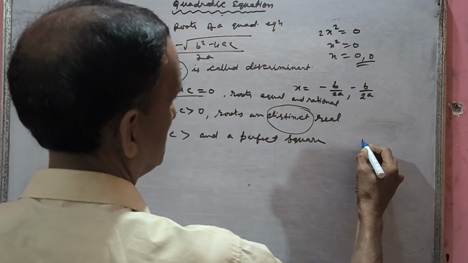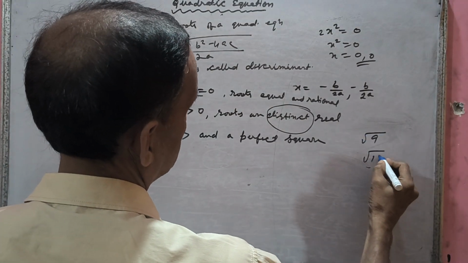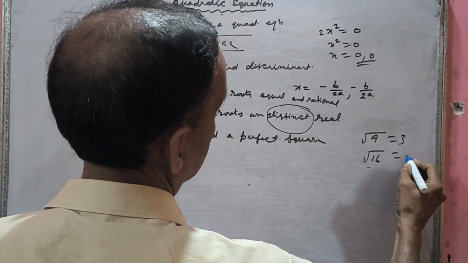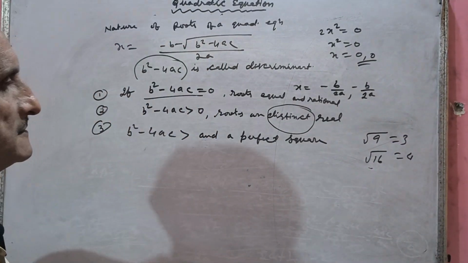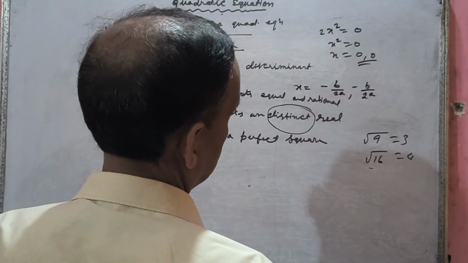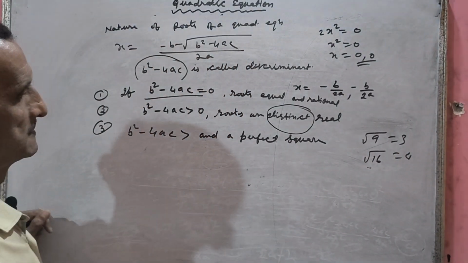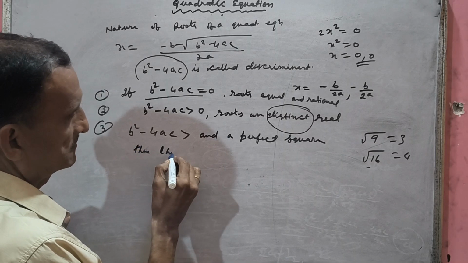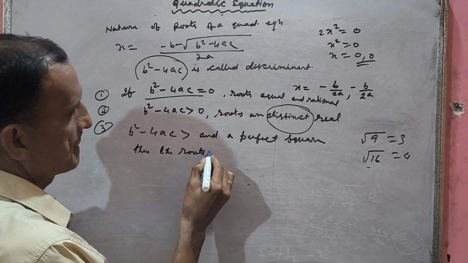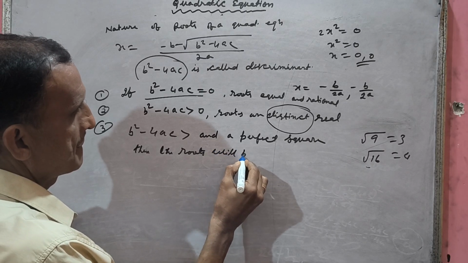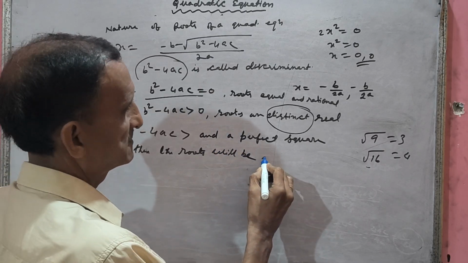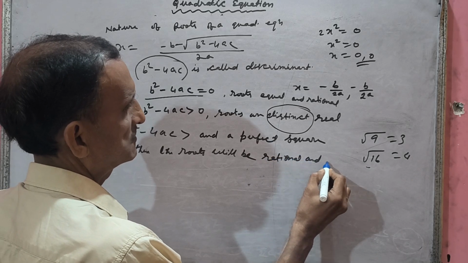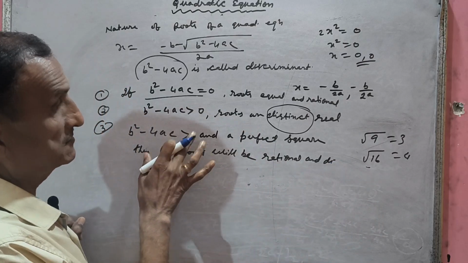Perfect square means like this, 9, 16. Then what will happen? The root will be removed, okay? This type of number, what do you call? Rational number. Then the roots will be rational and distinct also, unequal also, because it is not equal to 0, no?